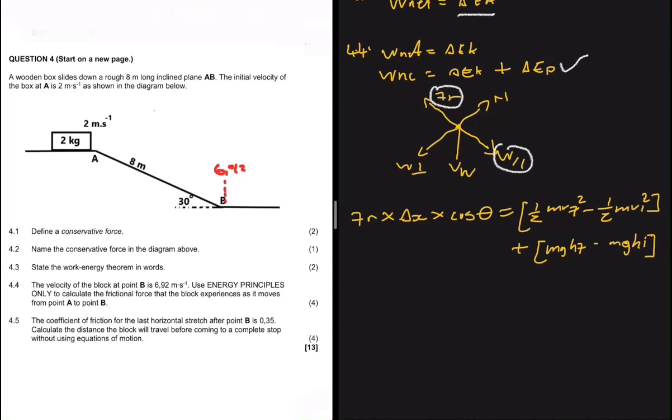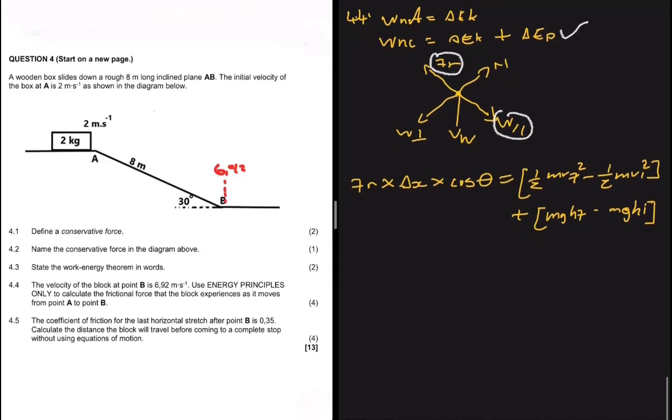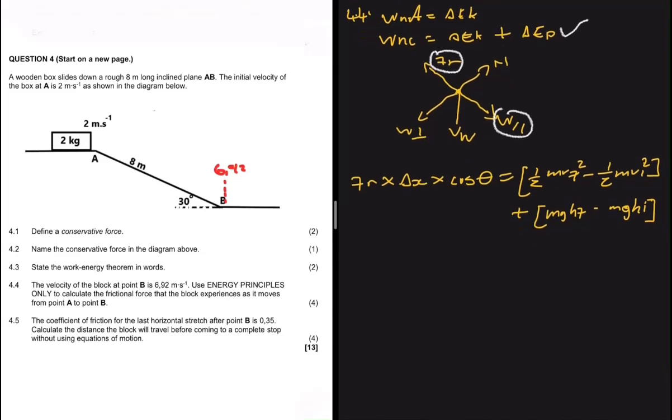And if we go ahead and substitute, friction is what we're looking for, so we're just going to have f_r, then multiply by delta x, which is equal to 8 meters, the displacement of the object, and then multiply by cos of 180. When you're calculating the work done by friction, it will always be cos of 180 because it always acts in the opposite direction.